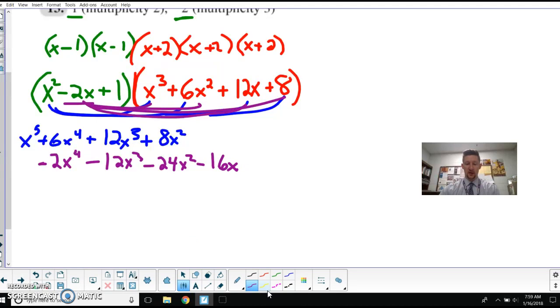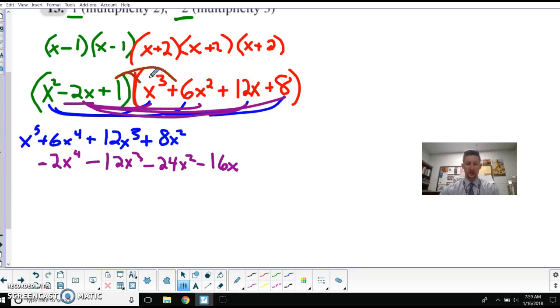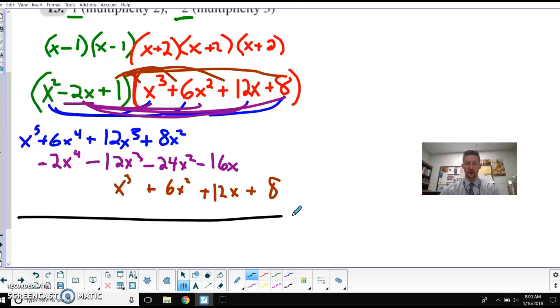Then I've got one more to FOIL here. We're going to take the 1 times each of these terms. If it's just a 1, that's pretty easy. Just write all those terms again, putting them in the right spot. So I've got an x cubed, a plus 6x squared, a plus 12x, and a plus 8 at the end. Again, I wrote them this way, stacked, so that I could add their like terms relatively easily.